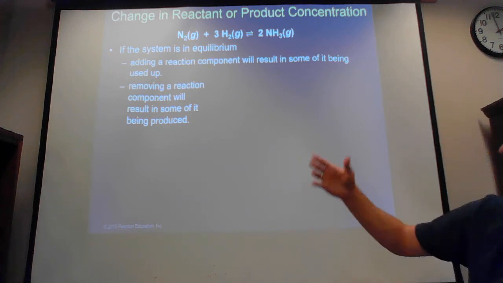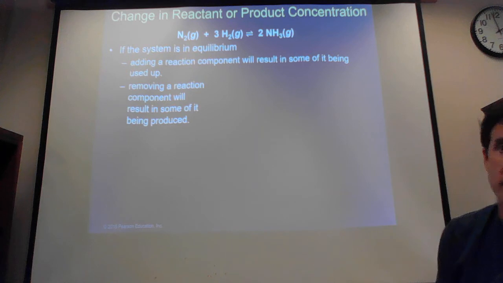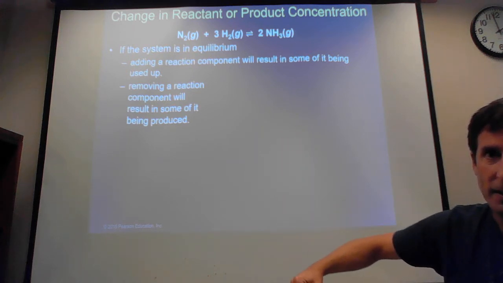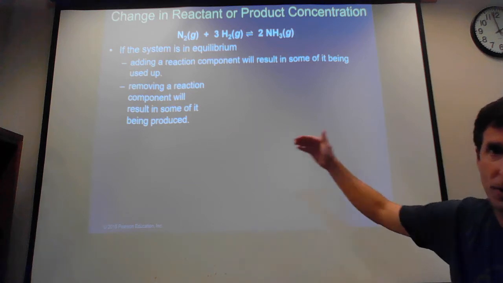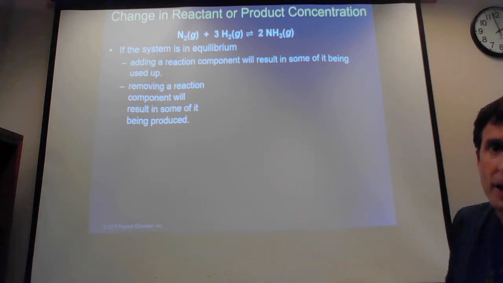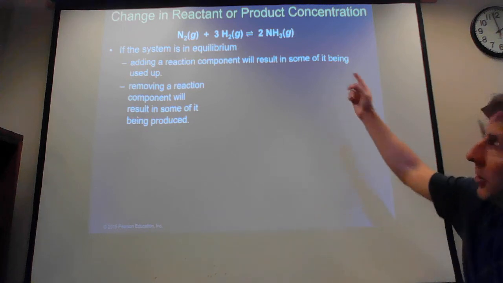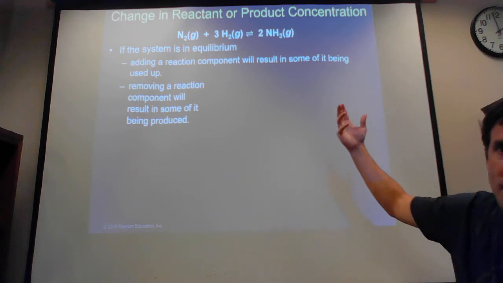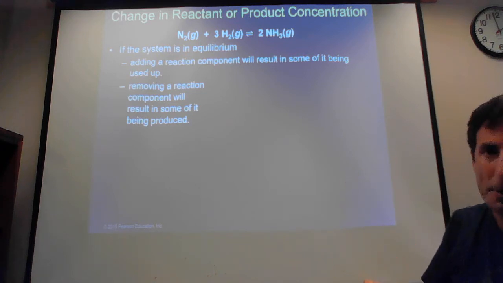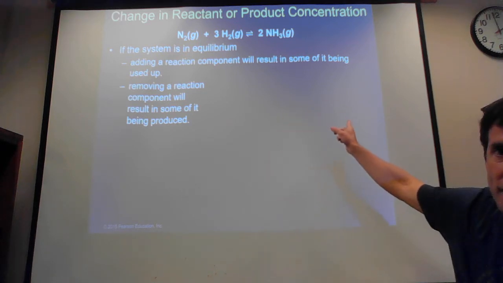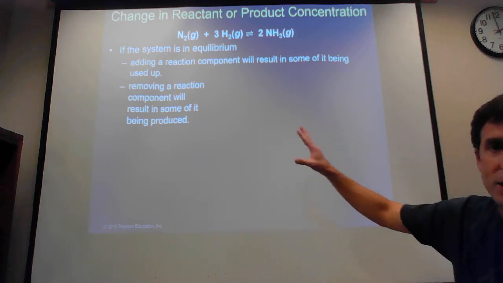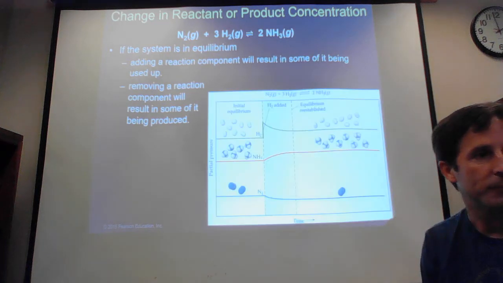So if I open up the container and remove nitrogen, suddenly there's something on the left side that I've taken away. The reaction is going to shift to the left to replace what I took. If I open up the container and remove ammonia, now there's not enough on the right side because I took it away, it's not in the container anymore. At that point, the reaction will have to shift to the right to replace the ammonia that I took out. Okay? So that's the relationship that we need to understand.